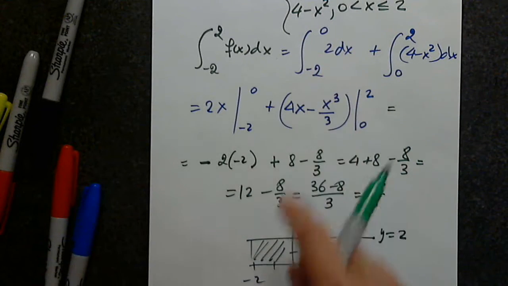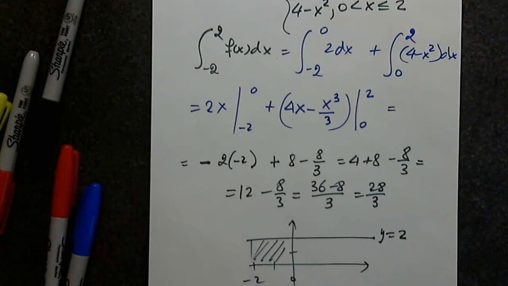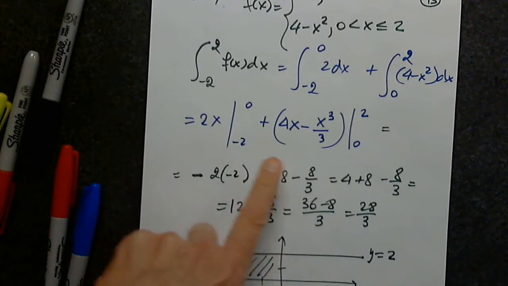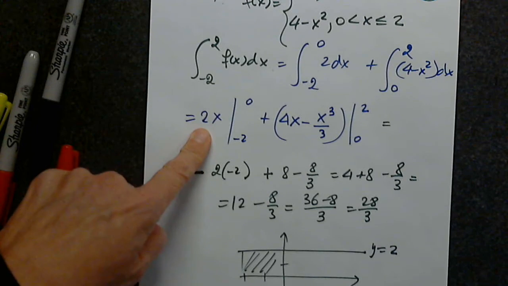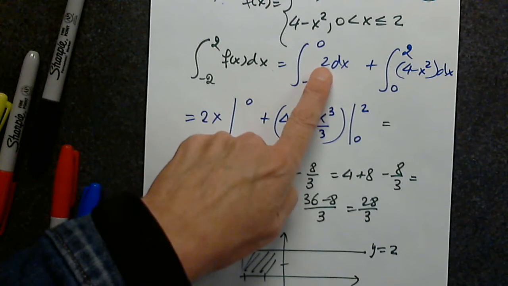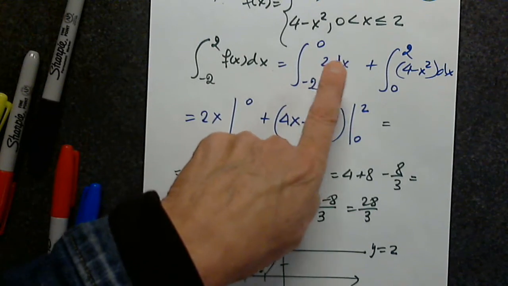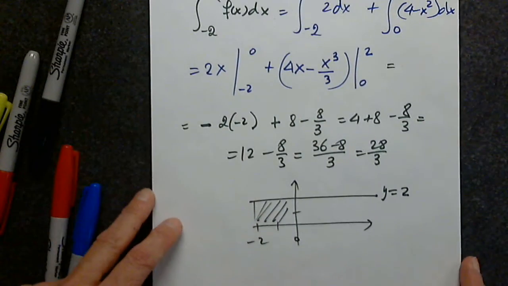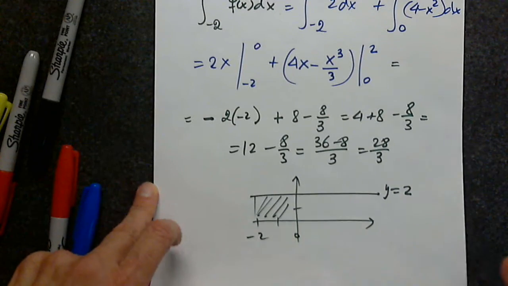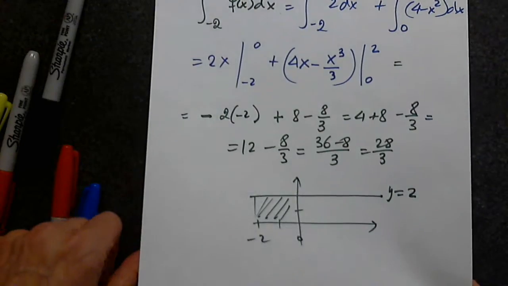So it depends on where the graph is. But for this case, the graph was above the x-axis. Not the graph of 2x. No, not the graph of 2x. Because we are determining the integral of this, we are determining the area under the graph of 2 between -2 and 0. Very good question. Is this okay?